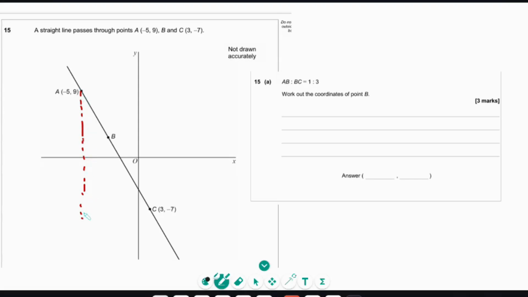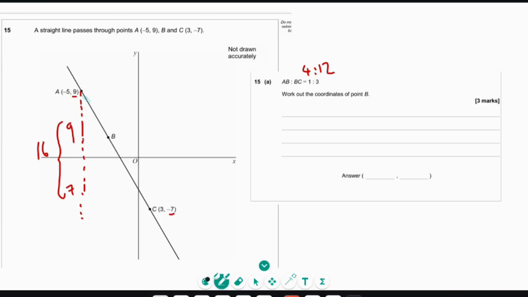So we can work out the vertical distance from A to C from the coordinates. That's 9 up, and C is -7 down, so 9 plus 7 is 16. Let's use this ratio. 16 divided by 4, because there are 4 parts in this ratio, is 4. So 1 times 4 is 4, 3 times 4 is 12. So the distance from A to B is 4, and the distance from B to C is 12.